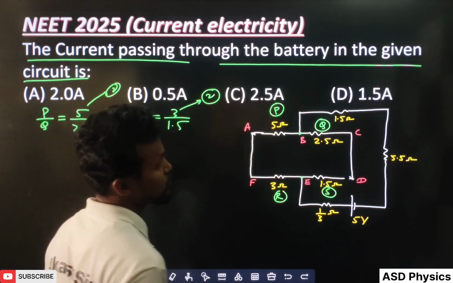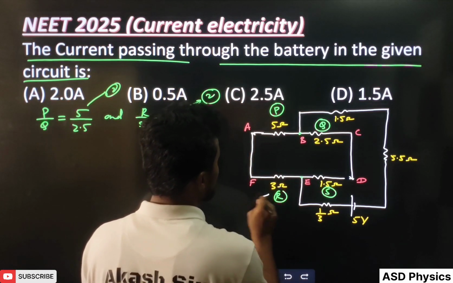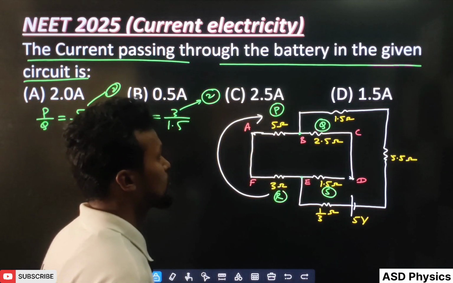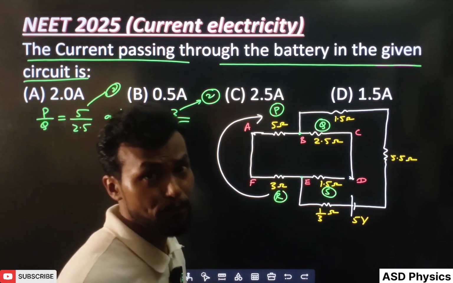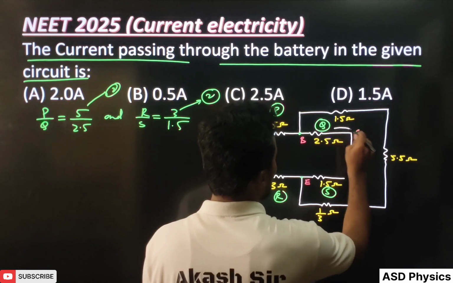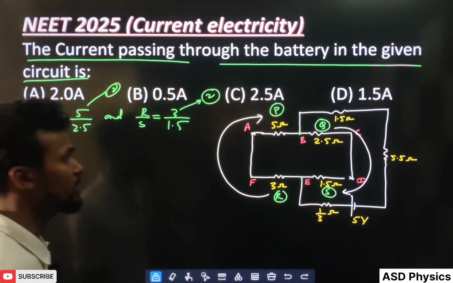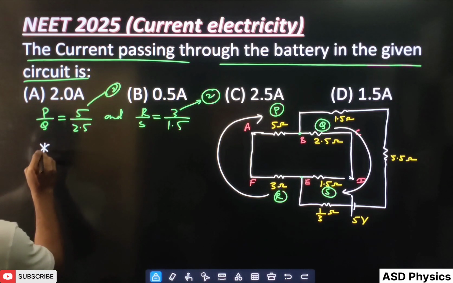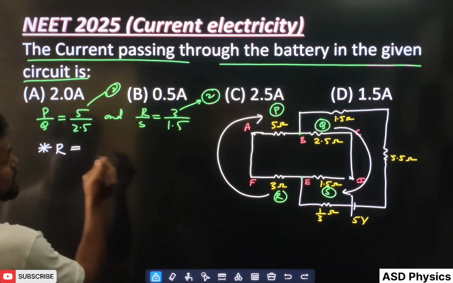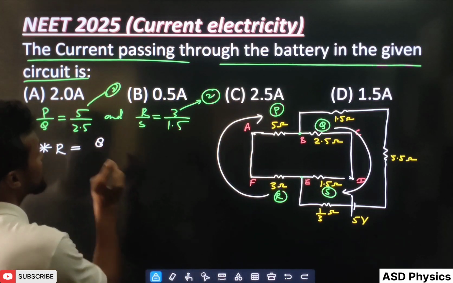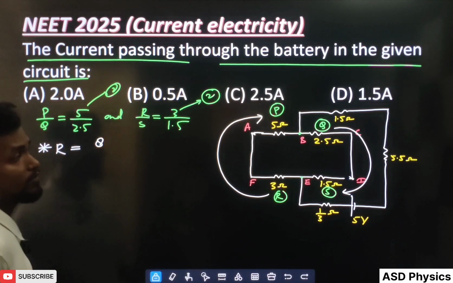What you can see very well, students, is this and this in series, this and this in series. So 5 and 3 in series, how much here? 8. And 2.5 and 1.5 are also in series, 2.5 plus 1.5 is 4. So here I can write this R. This R is coming how much here? 5 and 3 in series, 8. And 2.5 and 1.5 in series, 4.